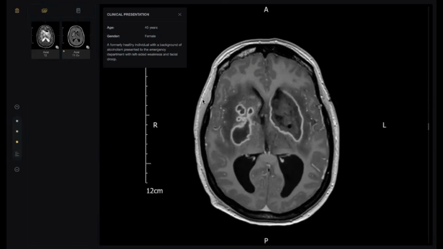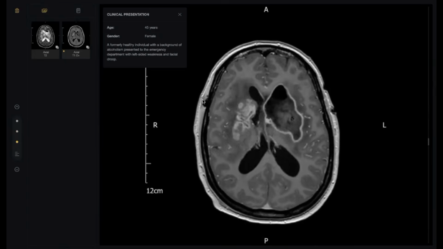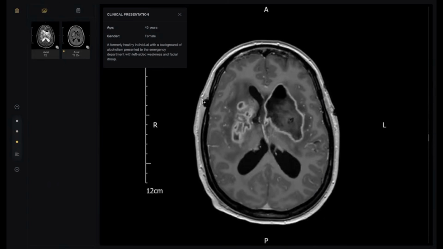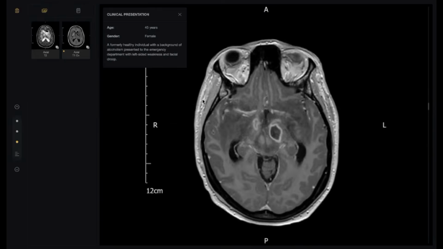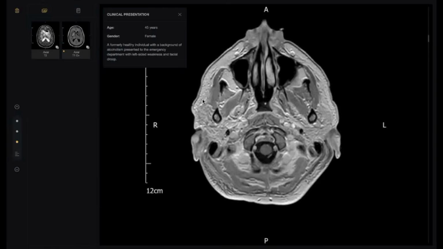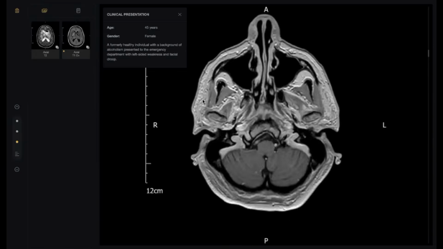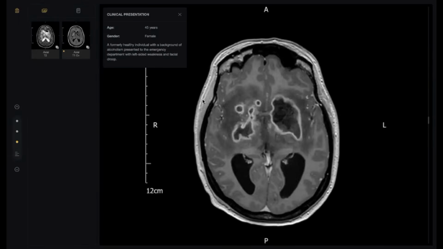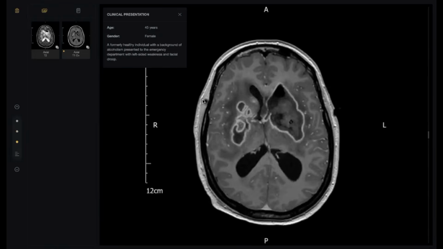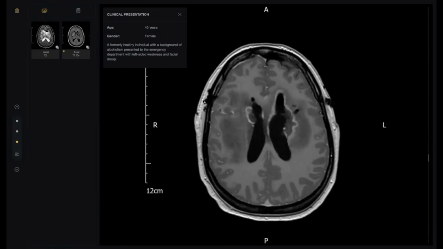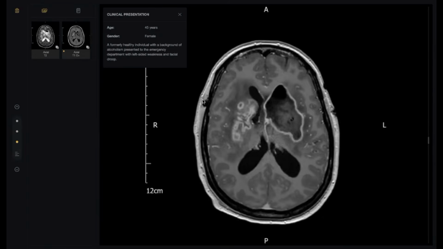After some days, this is the follow-up MRI. Now there is midline shift toward the right side, with more ring enhancing lesions appearing. What's your final diagnosis? So this is maybe systemic infection with multiple abscesses in both basal ganglia. Okay.